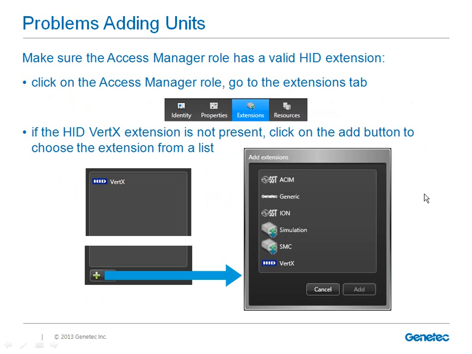On the Security Center side of things, if this is the first access control unit you're adding to the system, you'll want to verify that the HID Vertex extension has been added to the Access Manager. Now to do that, open a System task, go to the Roles section, and click on the Access Manager role. From the Extensions tab, just take a look below and check if there's one called HID Vertex on the list, like we have here.